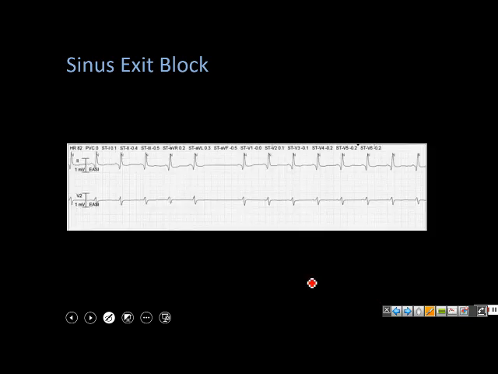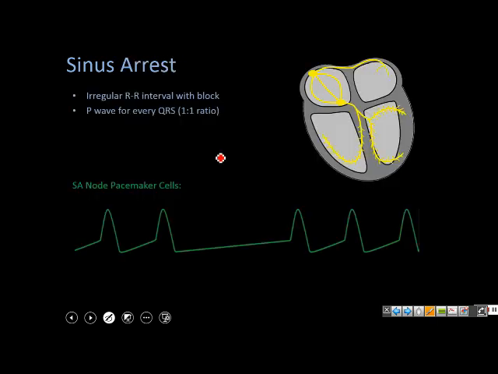Here's an example of sinus exit block. You can see these R to R waves all map out, and you expect another one to be right there, but it's missing. So it's like you erased one heartbeat. All the QRSs map out, there's just one missing. Now that is a little different than sinus arrest. The cause is different. The result ends up looking the same.